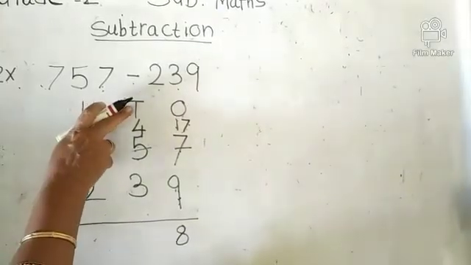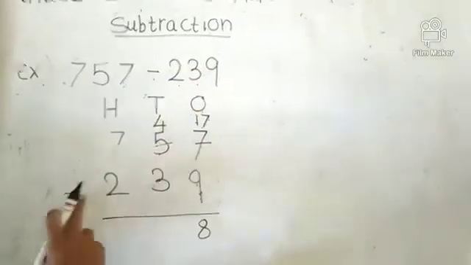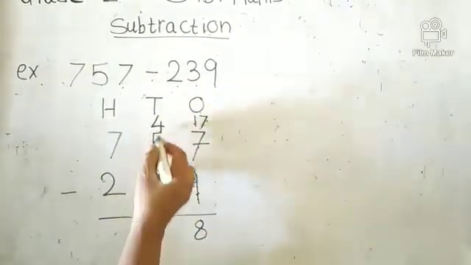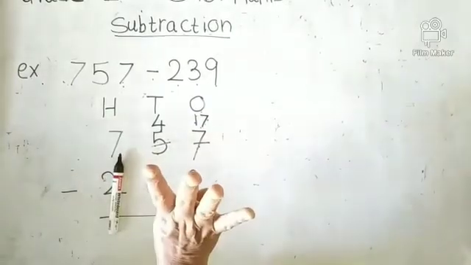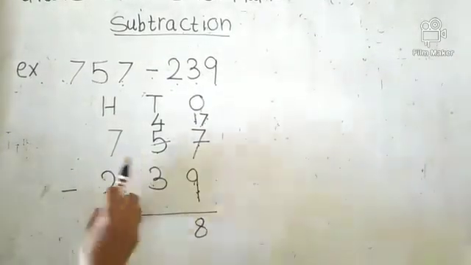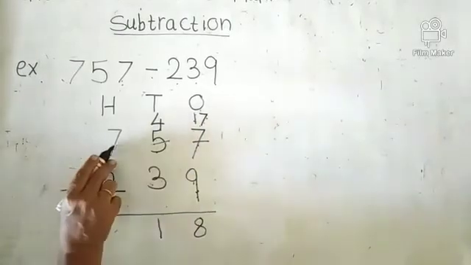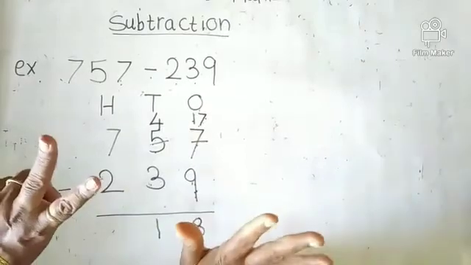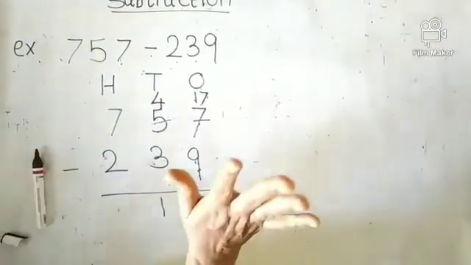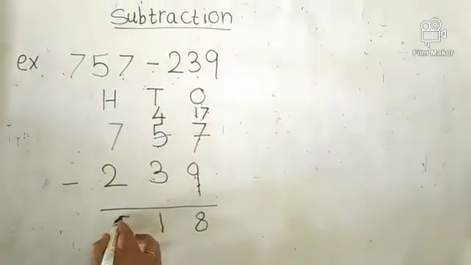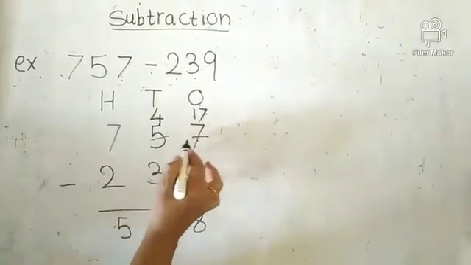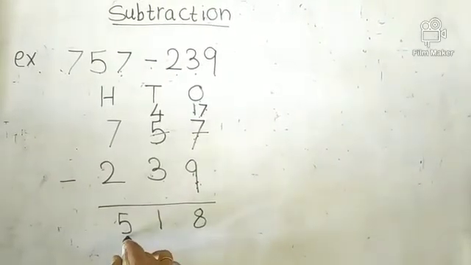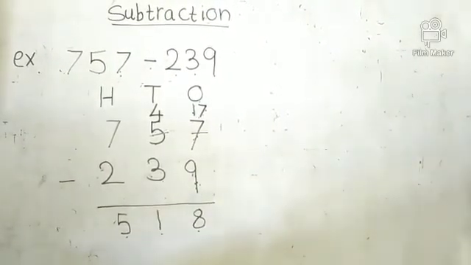Now, here in tens place, 4 minus 3. We can subtract 3 from 4. 4 minus 3, 1, 2 and 3. We get 1. Here 1. And here 7 minus 2 in 100 place. This 7 minus 2. 1 and 2. We get 5. So, 757 minus 239, we get 518. This is the answer.